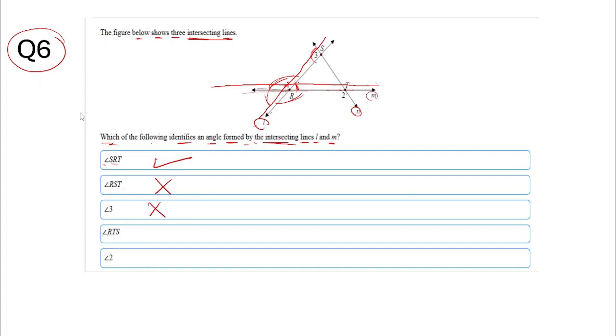Okay, angle RTS. This is the angle here, but actually the angle here is formed between line M and line N, not L and M. So this is the wrong answer. Okay, angle 2. The angle 2 is formed by the intersection of line M with line N. Line L is not here, so this is the wrong answer also. Okay, so let's go to question number 7.